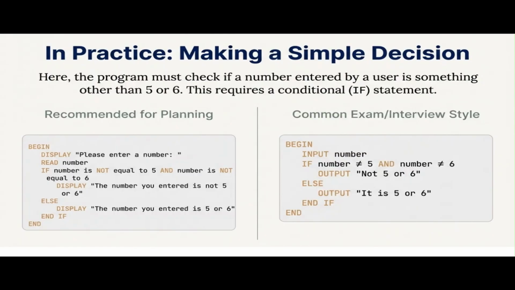Short style: begin, input number, if number is not 5 and 6, output not 5 or 6, else it is 5 or 6, end if, end. See how selection lets the program decide based on input.